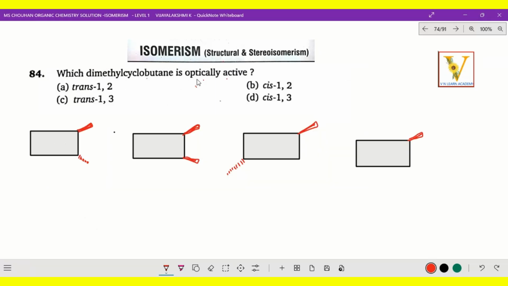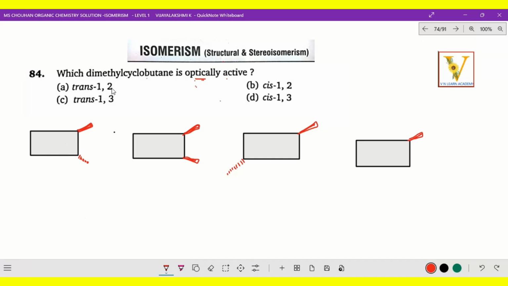Dimethyl cyclobutane is optically active. So optically active means the POS and COS both should be absent, and only a chiral compound is possible for optical activity. Come on, let us go and identify. Here trans 1,2 dimethyl cyclobutane, cis 1,2 dimethyl cyclobutane, trans 1,3 dimethyl cyclobutane, and cis 1,3 dimethyl cyclobutane have been given. I have given the structural formulas, so it is easy to identify.